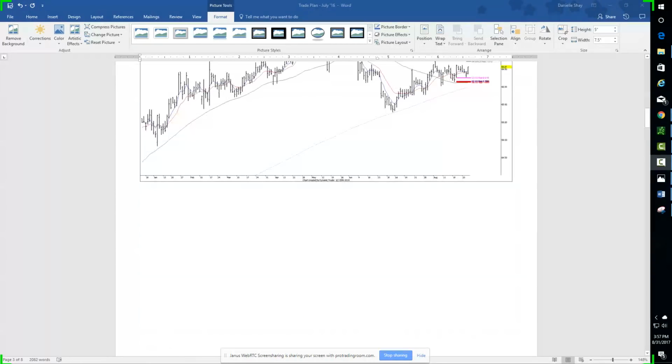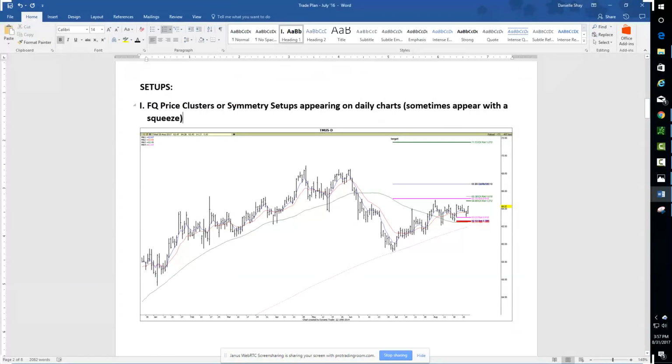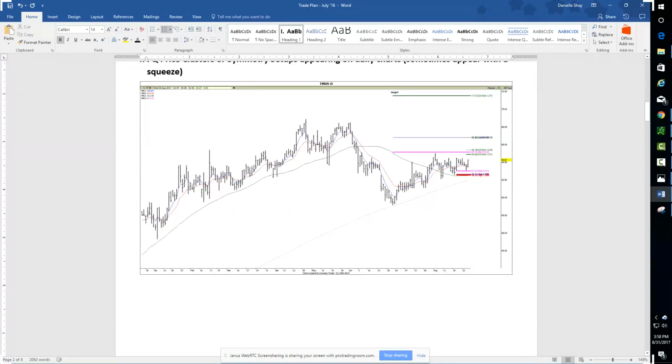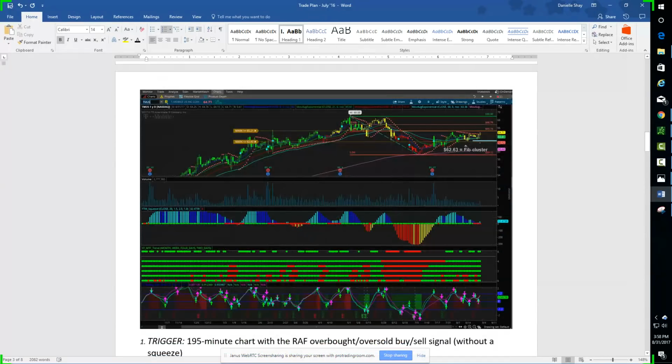All right, so that's going to be my Fibonacci price cluster or symmetry setup, appearing on a daily chart, sometimes appearing with a squeeze. These setups on their own are perfectly fine to take. I like them even better when they appear with a squeeze, because they move a lot faster, and that's how I like my trades to move. Without a squeeze, I've just found that they still reach targets just the same, but they move a little bit slower.